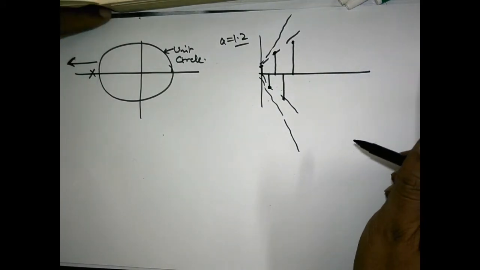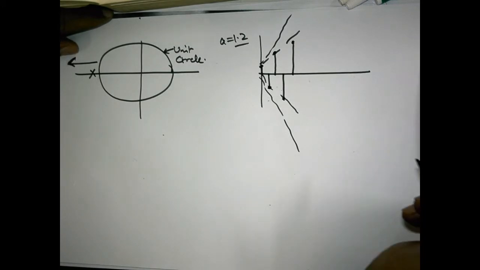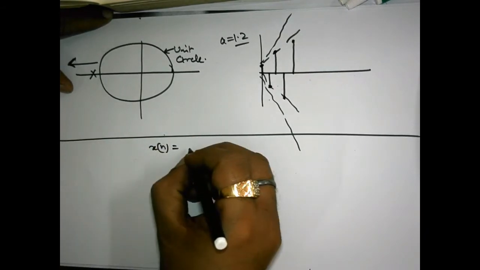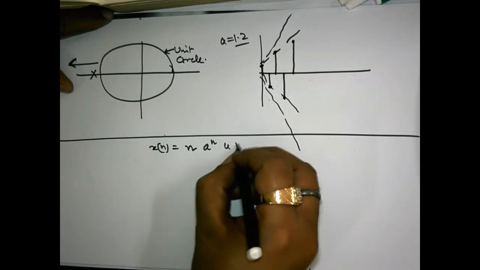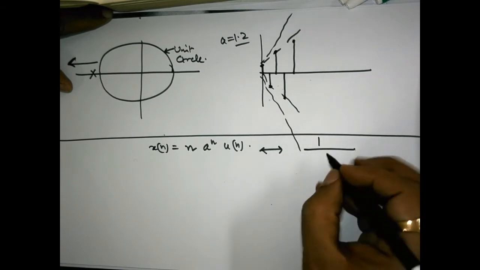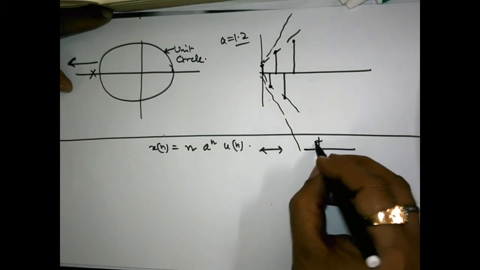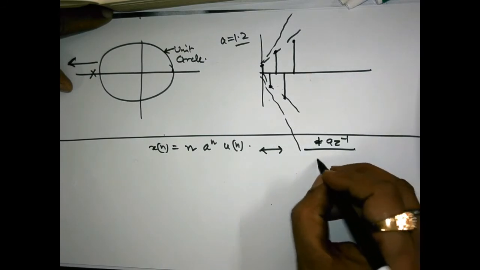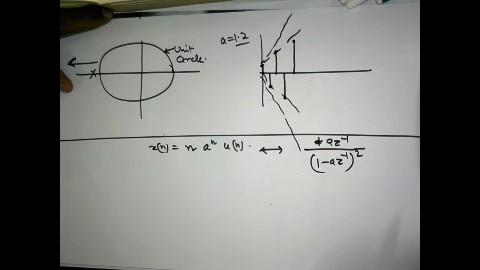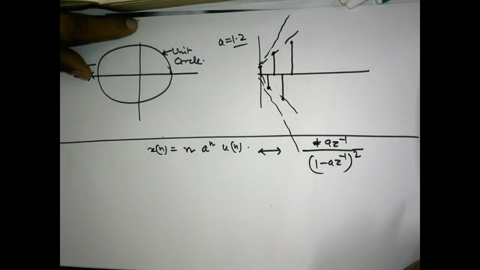Now you see, suppose we take a causal real signal with a double real pole. Suppose x[n] equals n a^n u[n]. Then its Z transform, if you recall, is a z^-1 over (1 minus a z^-1) whole square. This means it has two poles located at a.